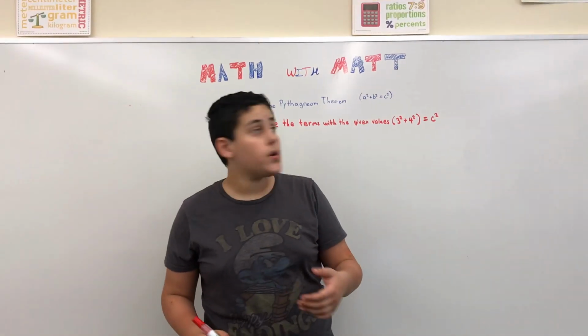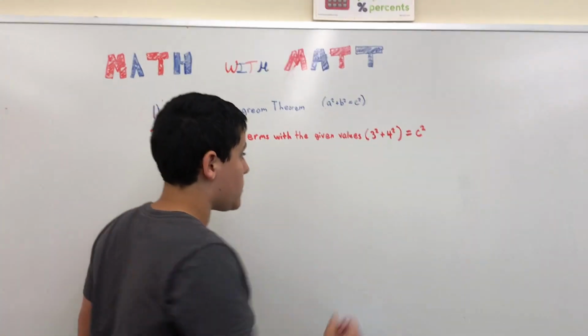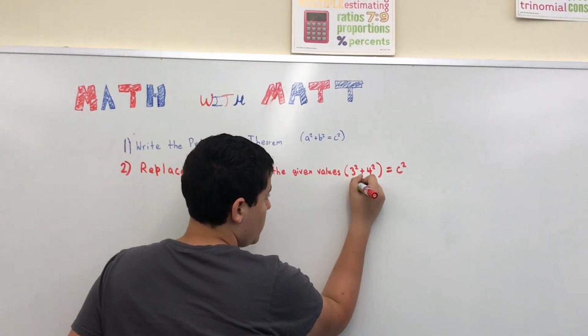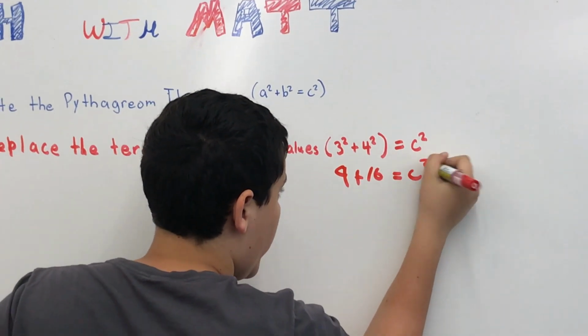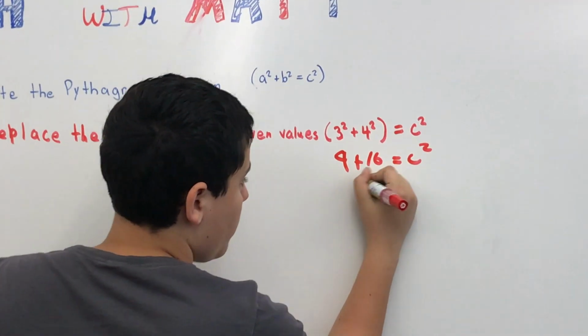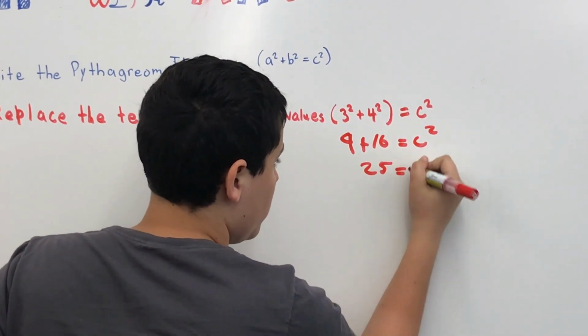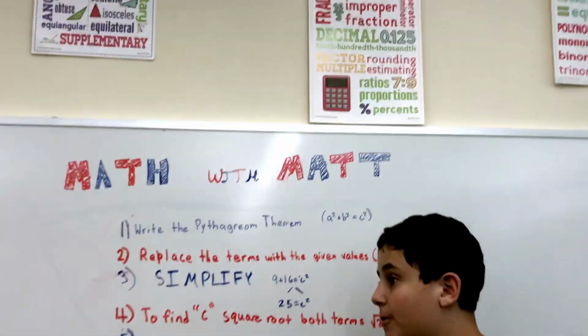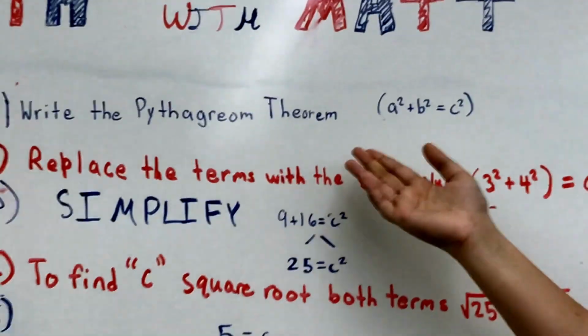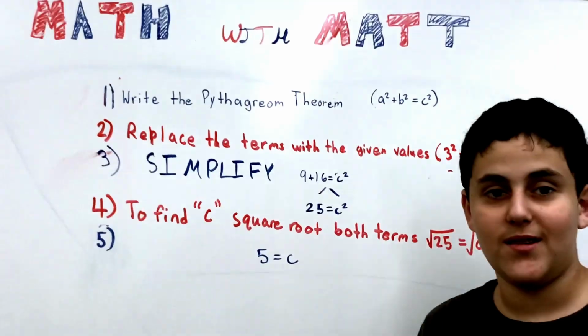Okay, so now you have to simplify this. When you simplify it, you get 9 plus 16 equals c squared. That also means that you have 25 equals c squared. This is the 5-step formula to finding what your Pythagorean theorem answer is.